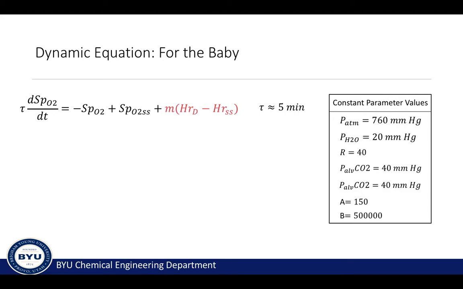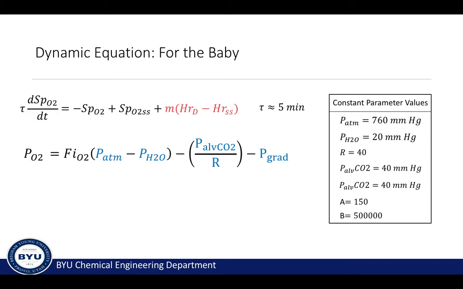Now here was a little more complicated. We needed to take a steady state variable and make it a dynamic variable. So that's what this first equation is, where we have our SpO2 within the baby changing with time with a certain tau of about 5 minutes. And we added in this red here, the disturbance of the heart rate.